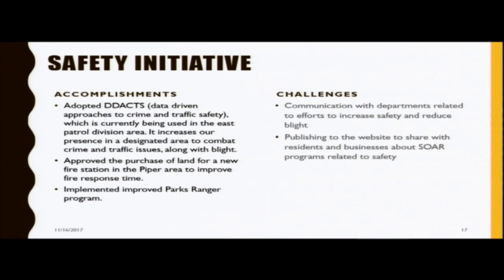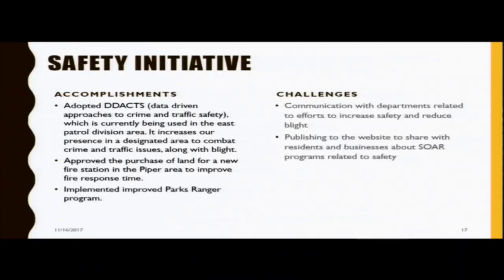All right. And Logan is here to address our safety initiatives. So for the safety initiative, the police department adopted the DDAC zone, and that is increasing a presence in a designated area to combat crime, traffic, and blight. And the Planning and Zoning Commission just approved the purchase of land for a new fire station in the Piper area as well, which should improve fire response time. Challenges, again, the communications internally with departments related to efforts in safety and blight, and then to the website to share stories about safety and SOAR as well.